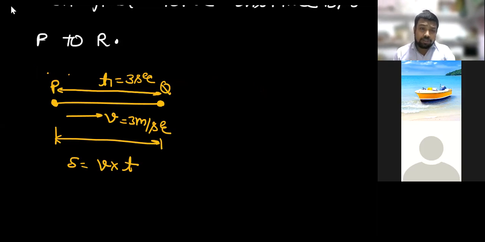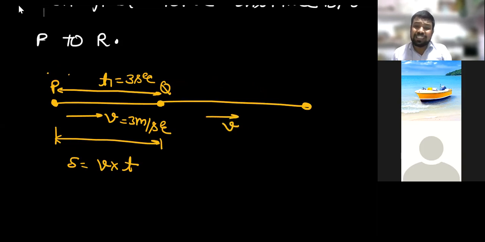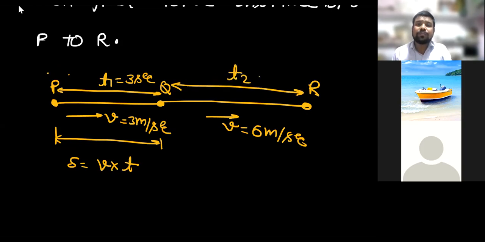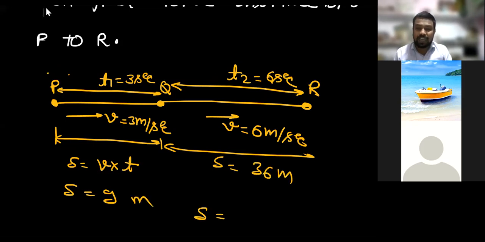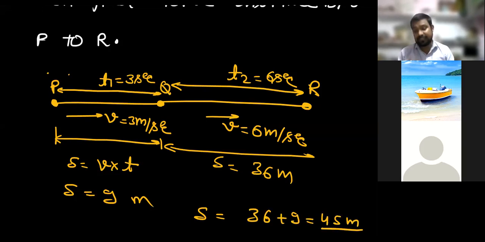Now further it is also moving with a speed 6 meter per second from Q to R, and the time taken from Q to R is t2, 6 seconds. So what is the displacement? 6 into 6, it's 36. The first was 9. So the overall displacement, the distance between P to R, is 9 plus 36, that is 45 meter. Do you understand? Yes, sir.